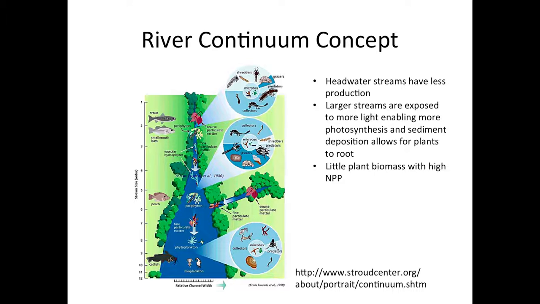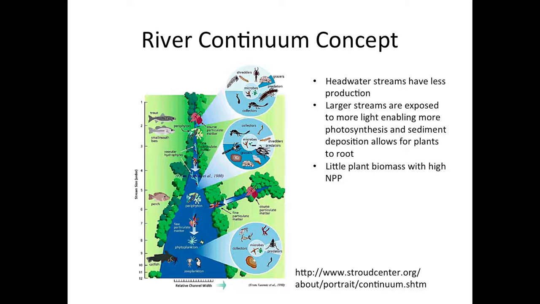limited for light due to canopy cover by trees, meaning that they have less production, and they also usually have higher flows and steeper slopes, resulting in less periphyton and phytoplankton. The phytoplankton can't stay suspended in the water, and the periphyton, it's hard for it to attach to something when the water is moving really fast.